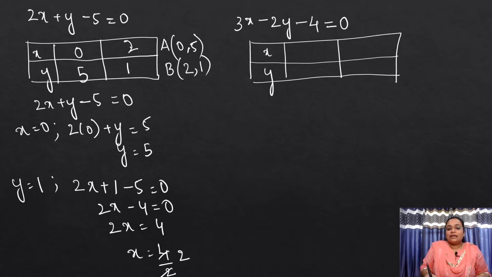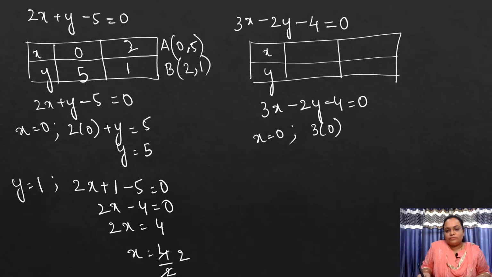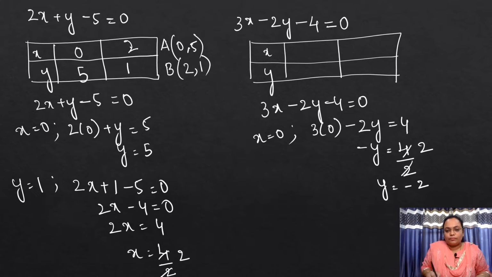Now, let us take the next equation, that is 3x minus 2y minus 4 equals to 0. When you put x is equal to 0, this will be 3 of 0 minus 2y is equal to 4, so minus y is equal to 4 divided by 2, which is 2. Y is equal to minus 2. So, when x is equal to 0, you will get y as minus 2.